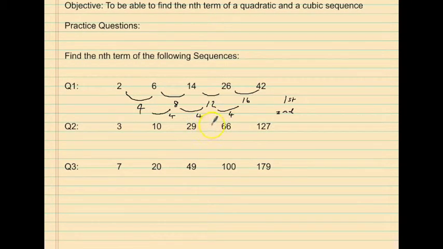And with quadratic sequences, to find out how many n squareds we actually get, we need to halve the second difference. Half of 4 is 2. So we know that this is going to give us a 2n squared sequence. So now what I'm going to do is move down the page a little bit, and we're going to have a look now at actually writing down this sequence.